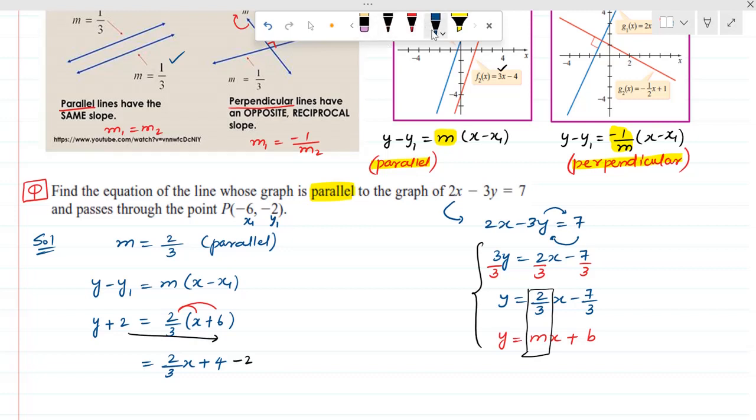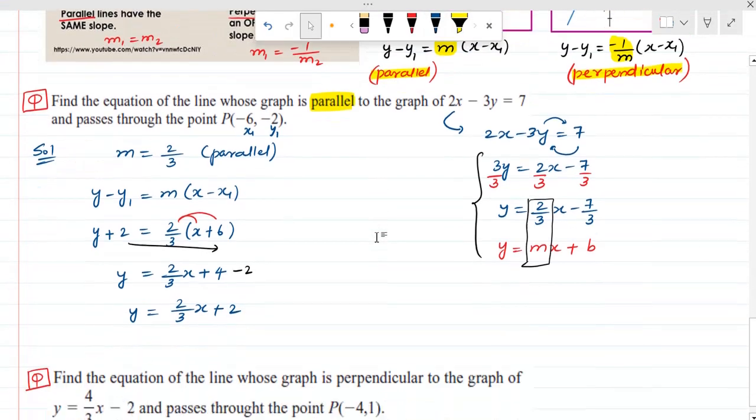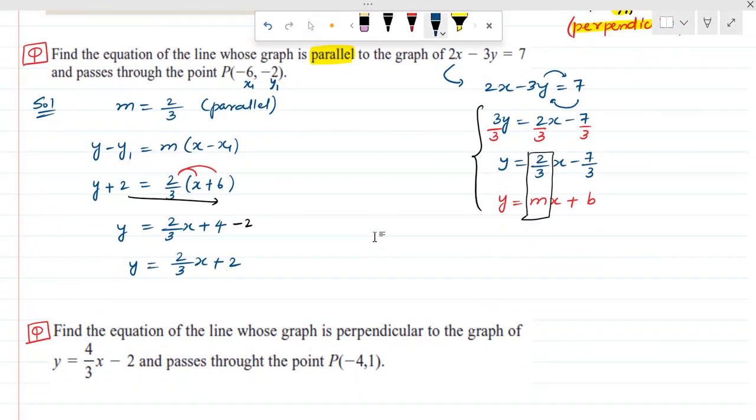Now simplify the final answer. So y is equal to 2 over 3 x plus 2. So this is the equation of a line which is parallel to the given graph. So this is the equation of a parallel line.